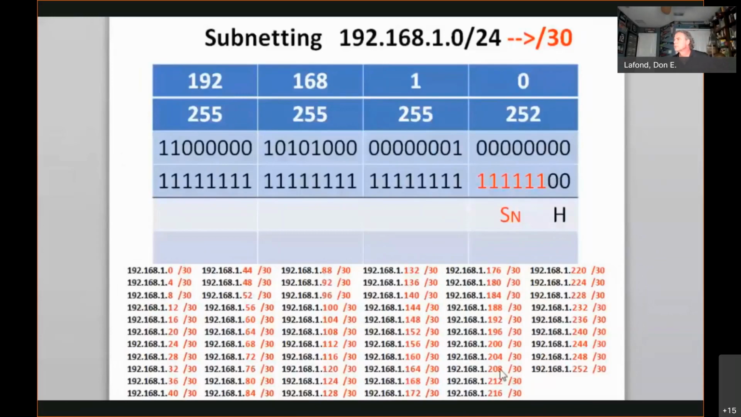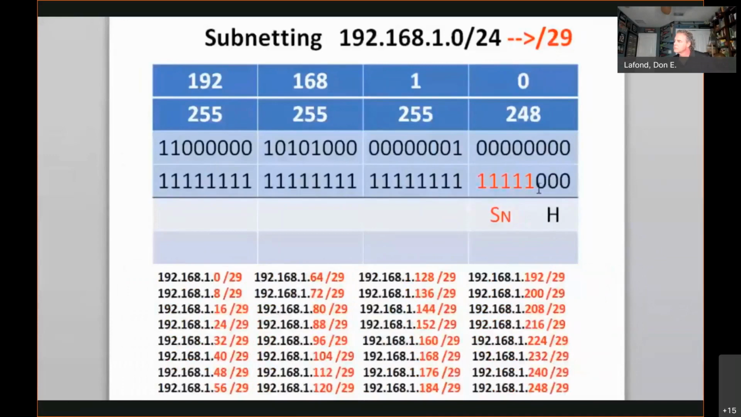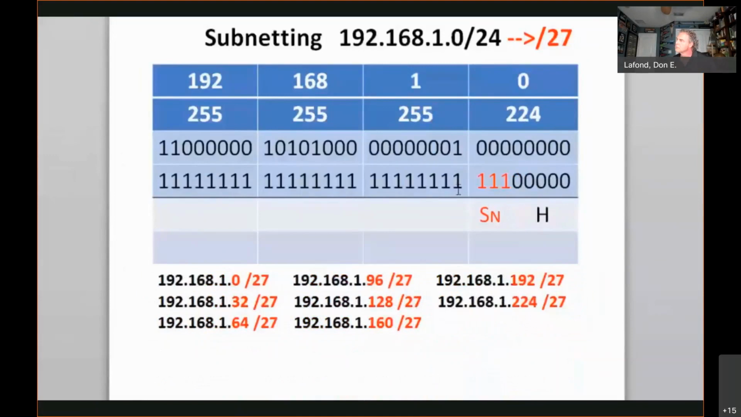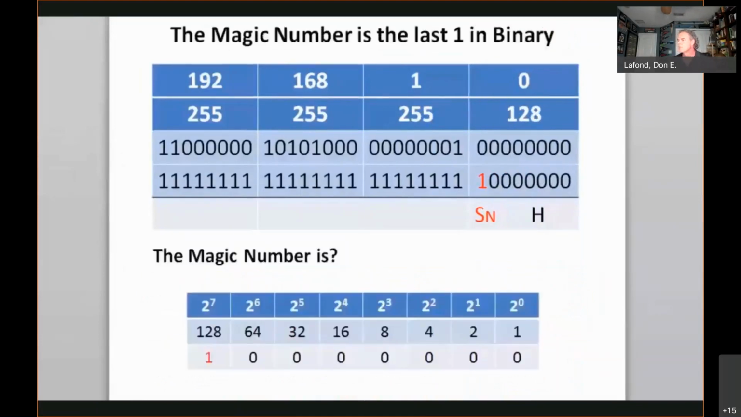You might be asking yourself how I was able to discern the different subnetworks from the subnet mask, or subnet bits that were borrowed. There are many different ways to derive the subnetworks from the subnet mask, but my favorite is the magic number technique. The magic number is simply the place value of the last one in the subnet mask.